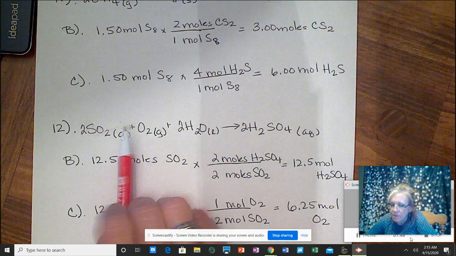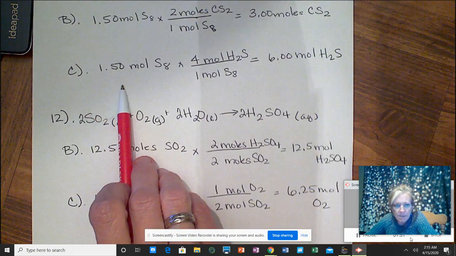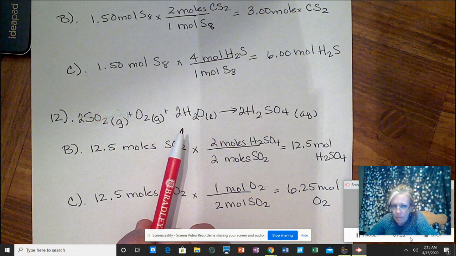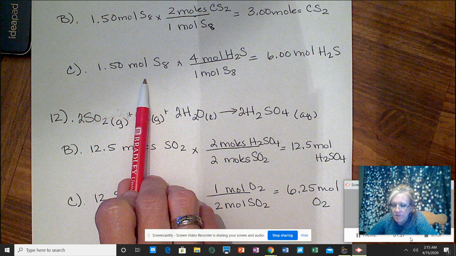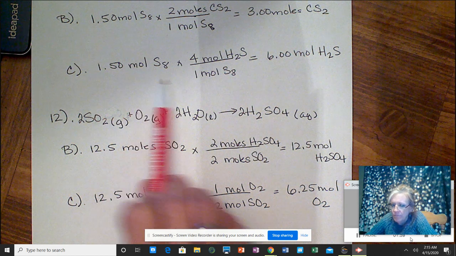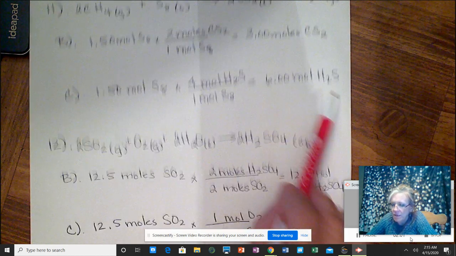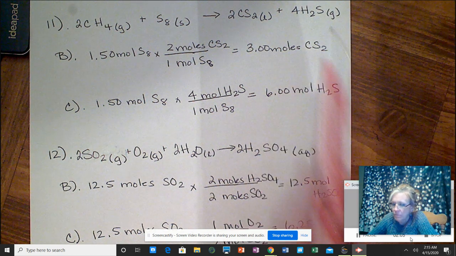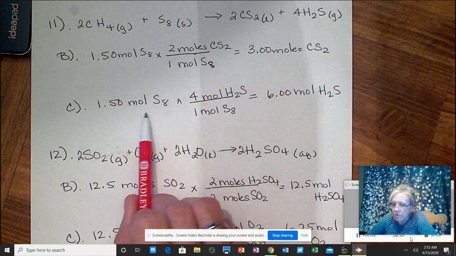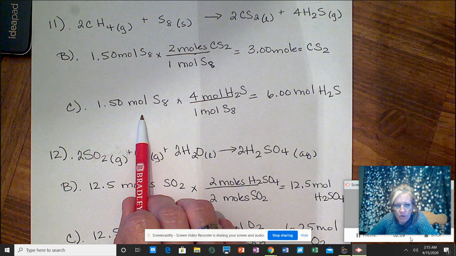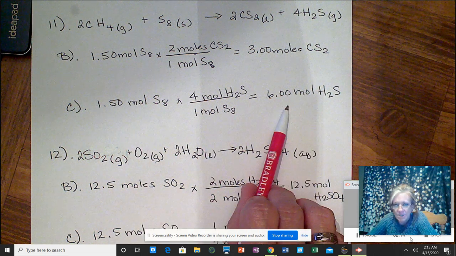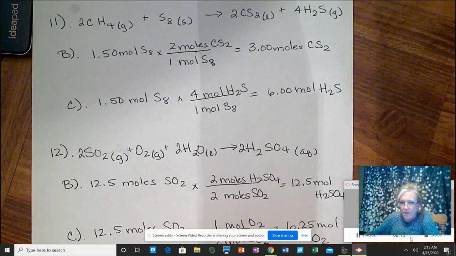We're going to do a very similar process in part C. I'll give you a minute to look over that. So we start with 1.50 moles of S8. We're looking for the number of moles of H2S, so this other product, okay? So we don't have to change it to moles because it's already in moles. We write our mole to mole ratio, do the math, and we end up with 6.00 moles of H2S.